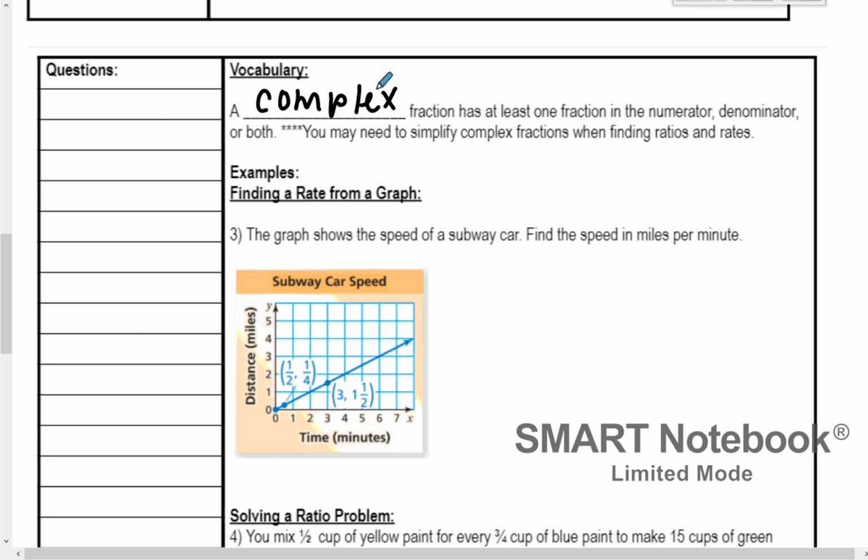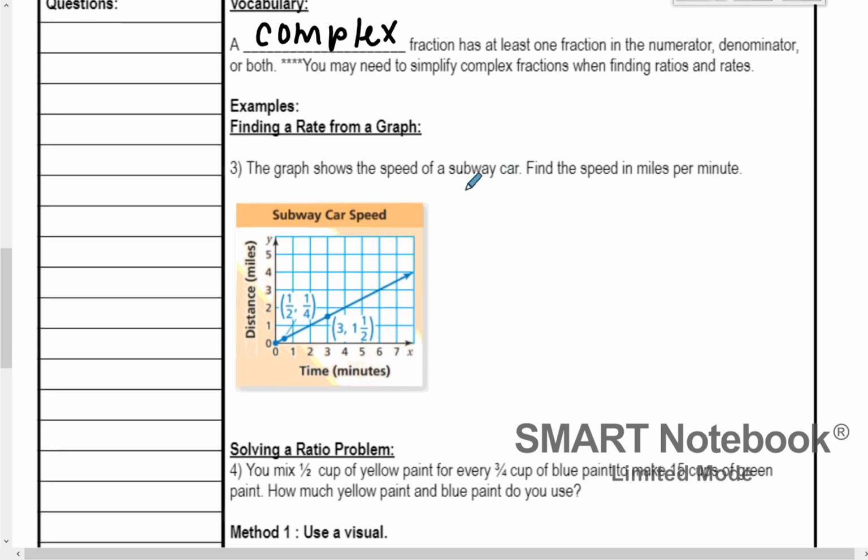You may need to simplify complex fractions when you're doing ratios and rates or proportions when we get to that. So when we find a rate from a graph, okay, so the graph shows the speed of a subway car. Find the speed in miles per minute. Miles per minute. So this is the time where we're not going to worry about doing it miles per hour because it tells us they want miles per minute.